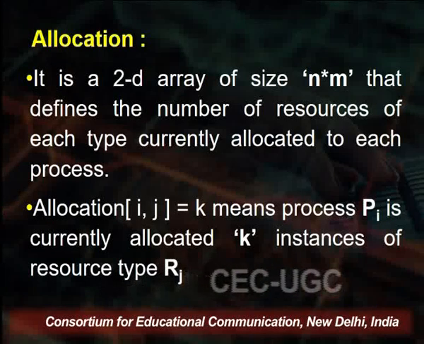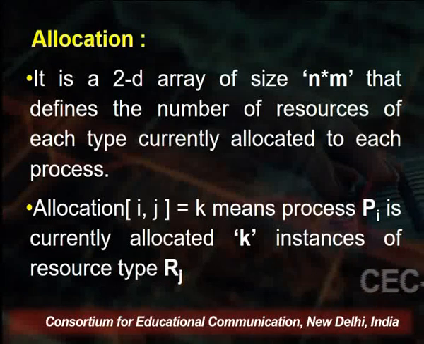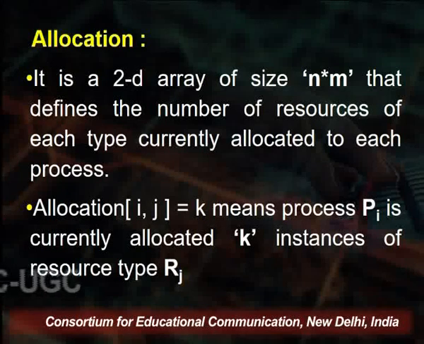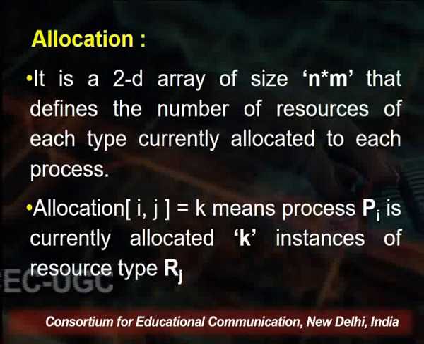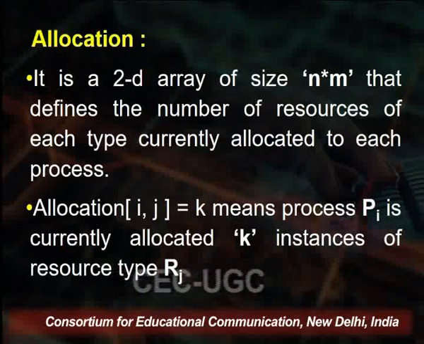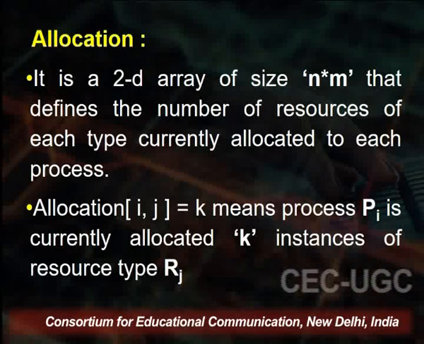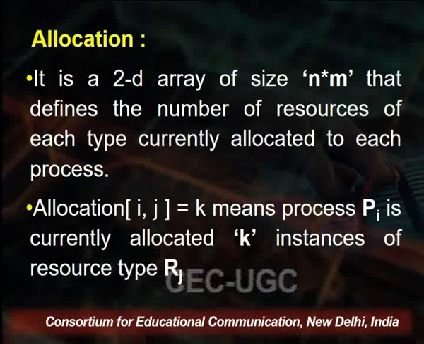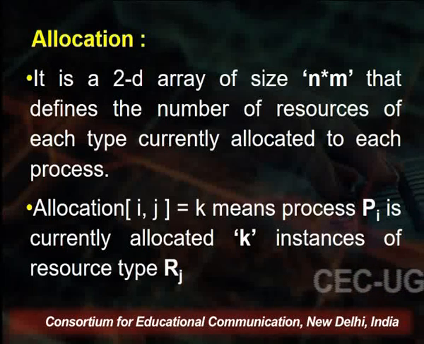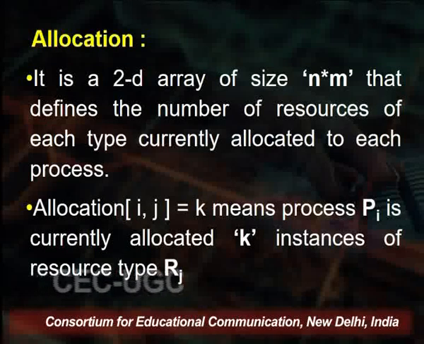So Allocation[i][j] = k means process Pi is currently allocated k instances of the resource type Rj. So for example, Allocation[3][1] is equal to 2. So the third process and the first resource, which is printer, as I have taken the example here, the third process is having 2 instances already allocated of the resource R1, which is printer here. That is what the meaning of the Allocation array is.